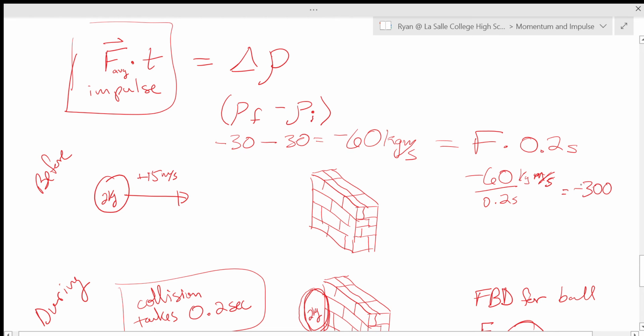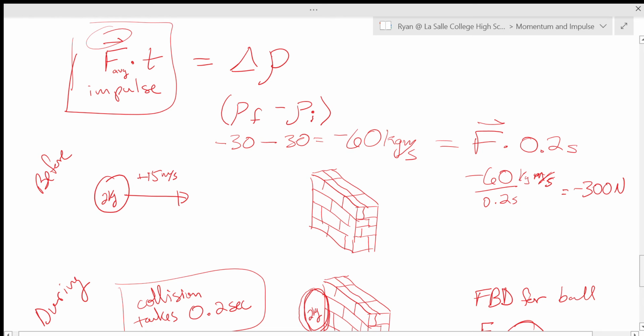300 newtons, right? So you get 300 newtons, and what does the negative sign mean? Well, it means that the 300 newtons was directed to the left, because force is also a vector. You see that up here, right? So because of that, we know the force that the wall must apply.